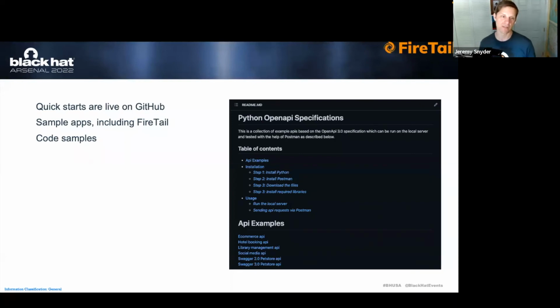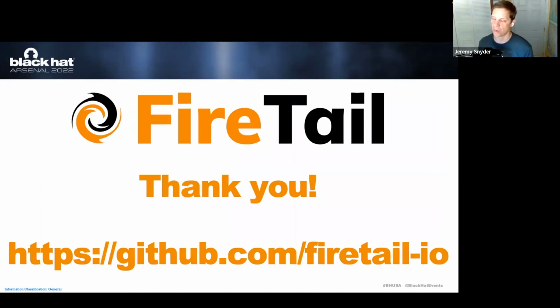The quick starts are live on our GitHub right now. You can see some sample apps. There are some code samples for understanding how to deploy this, and understanding how to build that security specification. There's a couple examples of security specifications up there. And with that, I'm going to just share the quick repo URL with you and pass it off to Riley for a demo of the product.